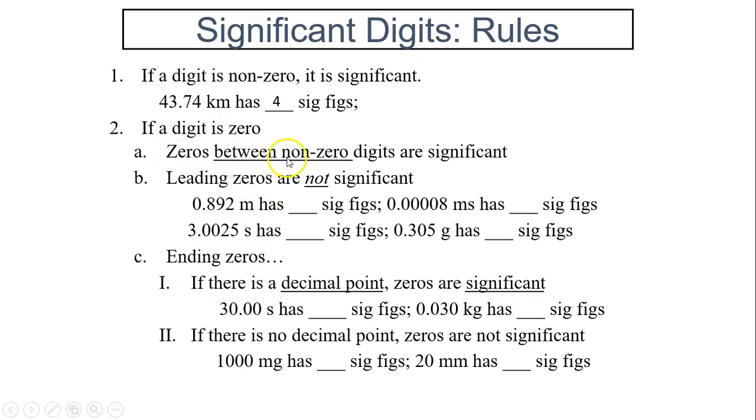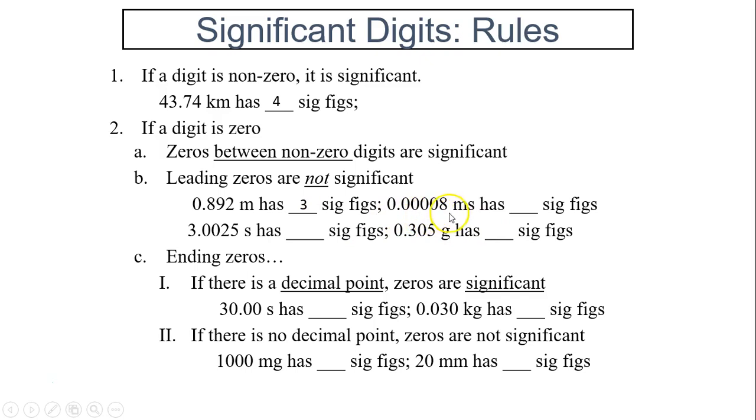Now, if 0 is between non-zero, then they are significant. The leading zeros are not significant. For example, 0.892. This 0 is a leading 0. It's not significant. So in this number, you will have 3 sigfigs.